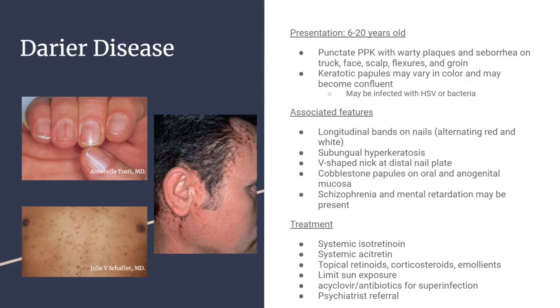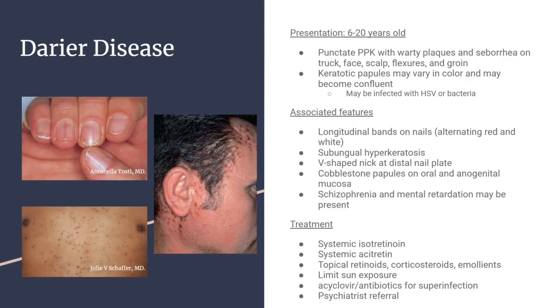Alrighty, now we're going to talk about Darier disease here. The presentation can happen anywhere from 6 to 20, maybe even a little older, and it presents as a punctate PPK with warty plaques. You'll have seborrhea as well. So that means, beyond the PPK, you can have trunk, face, scalp, flexures, and groin involvement. You'll have keratotic papules. They vary in color, and that's okay. They can easily be superinfected, whether it's through viral or bacterial means.